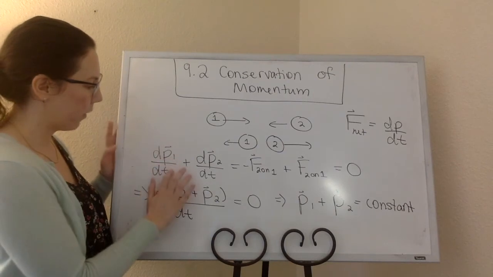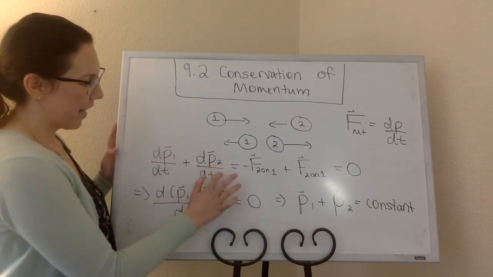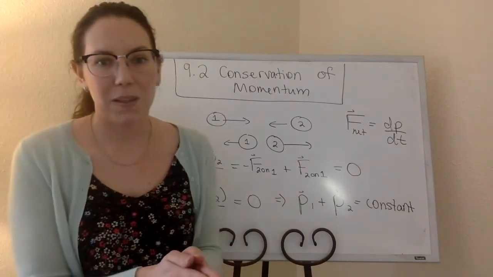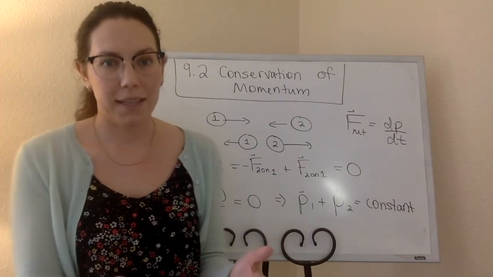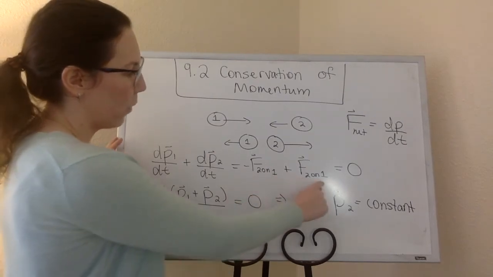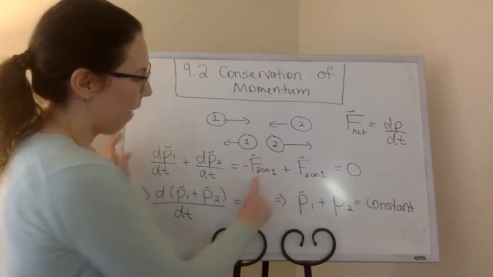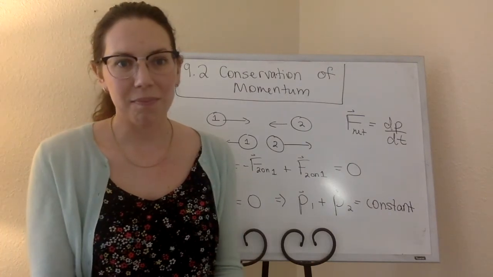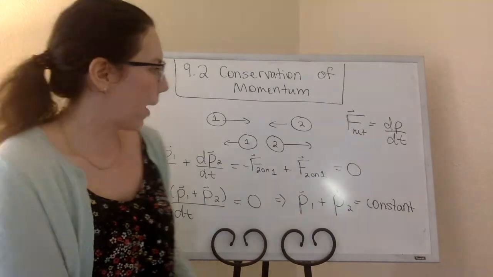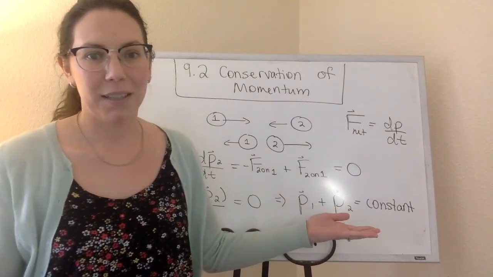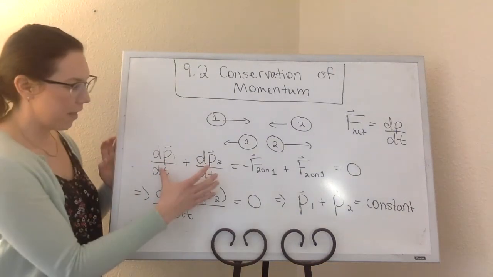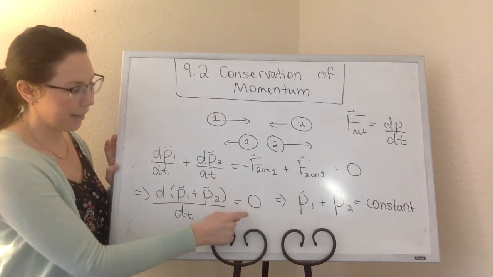So we have the net force on object 1 plus the net force on object 2. Now, due to interaction forces, we know that these are equal and opposite. So we'll have negative F2 on 1 plus F2 on 1. So you could write this as F1 on 2, and it would mean the same thing. Okay, so adding those, we get 0 since those forces are equal and opposite. This means that this set of derivatives must add to 0.